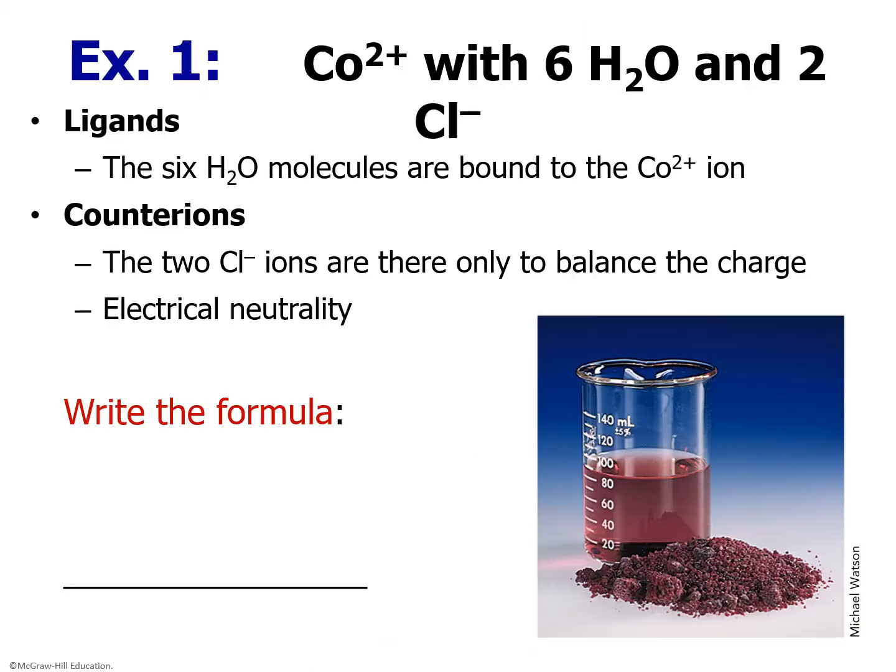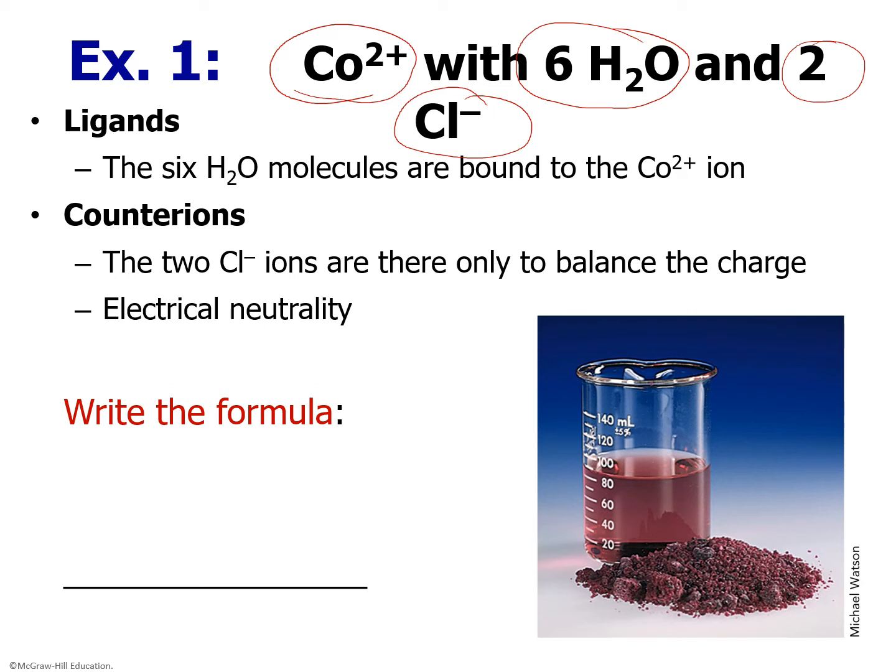But there's also, we'll come to those rules later on. Let's just try a couple examples. For instance, if I'm writing a compound between cobalt, so the question is telling me there is a compound between cobalt 2+, 6 water molecules and 2 chloride, 2 Cl minus, and the question would tell you which one is a ligand and which one is a counter ion. Now you should know what is the ligand and what is a counter ion.